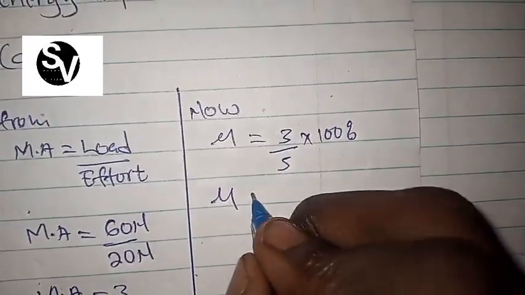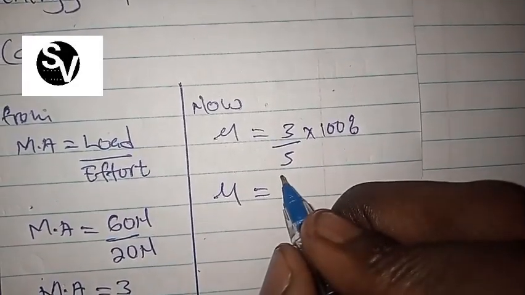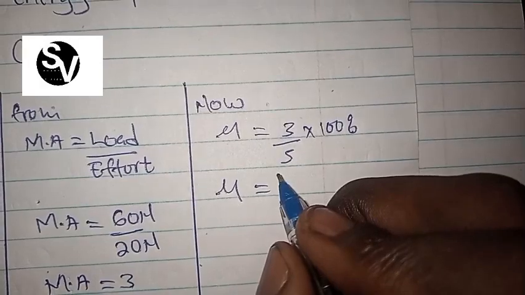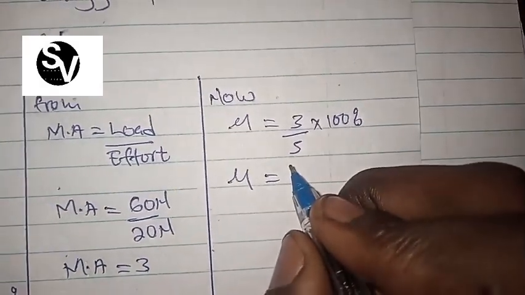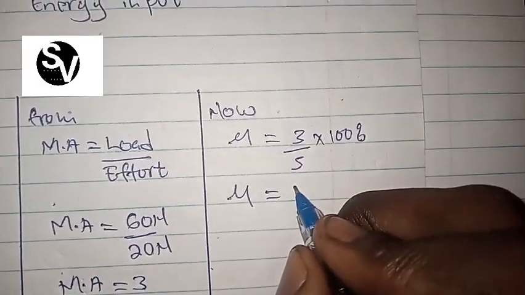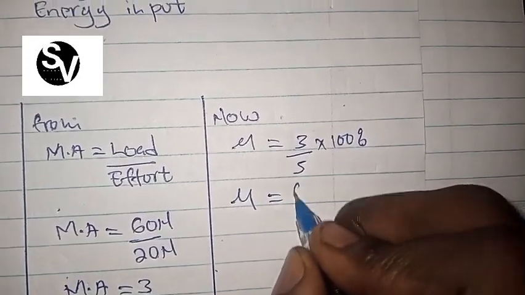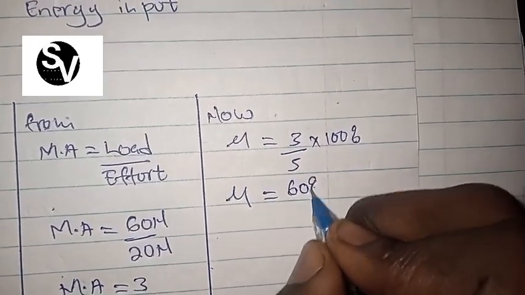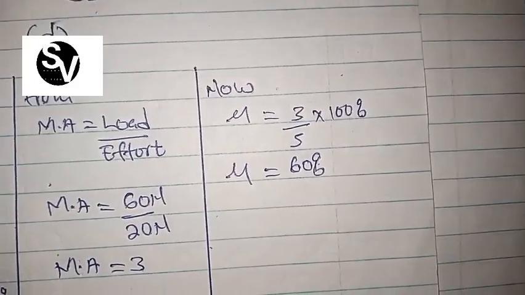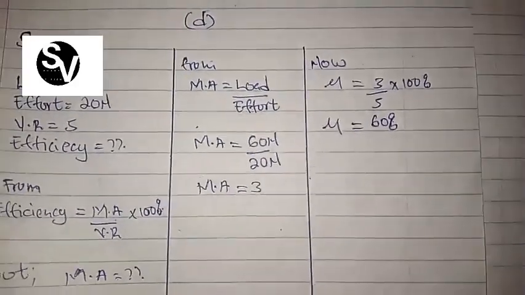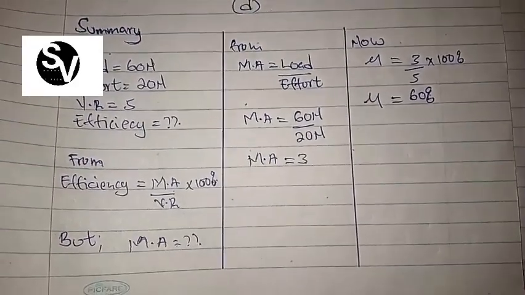If you divide using your calculator, I am using mine here, and I'm getting efficiency, it is efficiency. I'm getting efficiency as 60%. That is our efficiency, 60%.